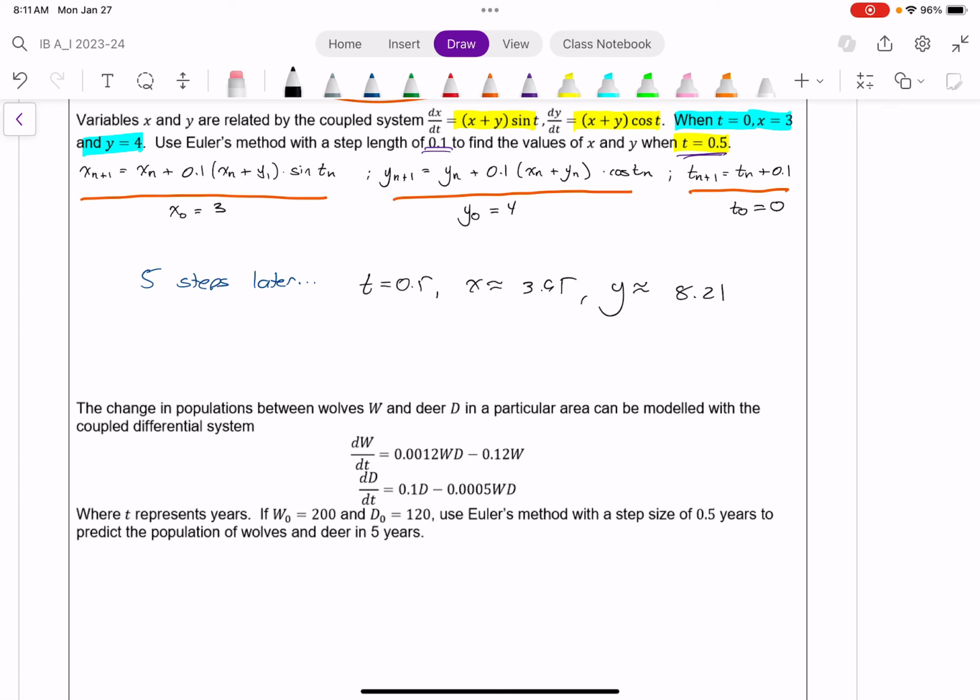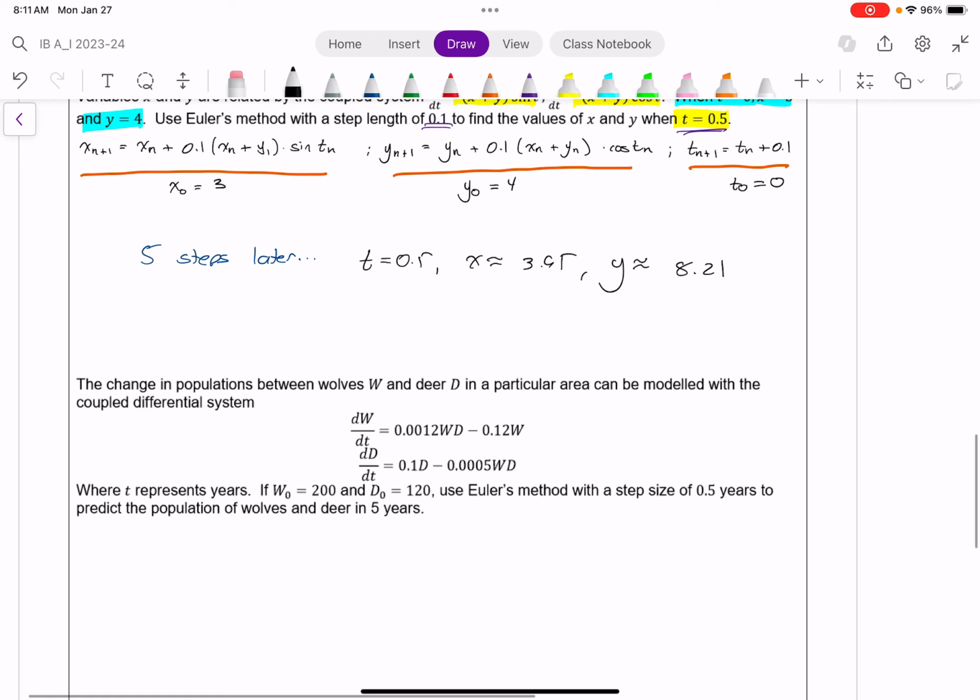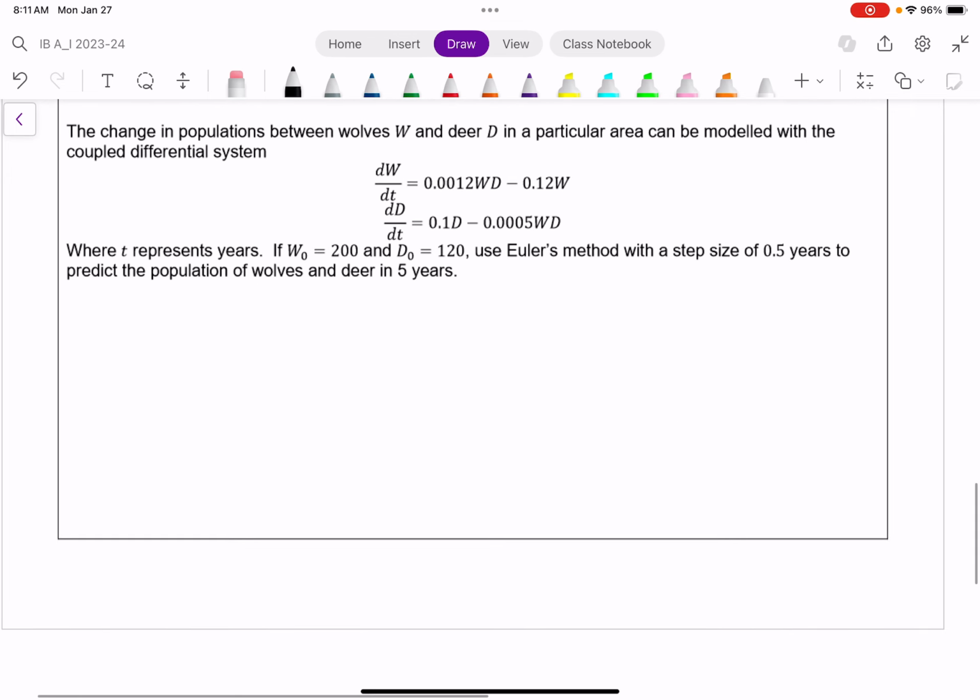Now, one common application of a coupled system is what we call a predator-prey system, where we have, in this case, wolves and deer, and the change in populations between each is affected by the change in population of the other, which makes sense if you think about how the populations of predator and prey affect one another. So we have this differential system here for W and D, wolves and deer, and we're given some initial conditions. There are 200 wolves at the beginning and 120 deer. And we want to use Euler's method with a step size of 0.5 to predict the population of these wolves and deer in 5 years.